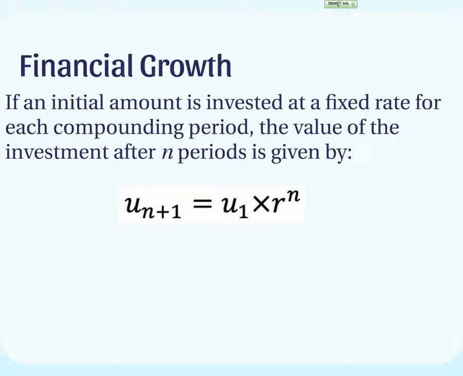So if an initial amount is invested at a fixed rate for each compounding period, the value of the investment after n periods is given by this formula: U sub n plus 1 equals U sub 1 times r to the nth power. And we'll talk about all the different parts of this formula as well. We're going to have a lot of formulas that are really similar to this in chapter 6, so it's a nice little introduction, getting our feet wet with this formula as we work on it today.